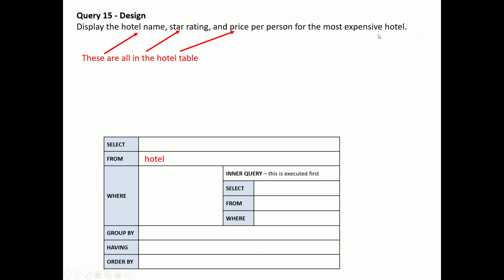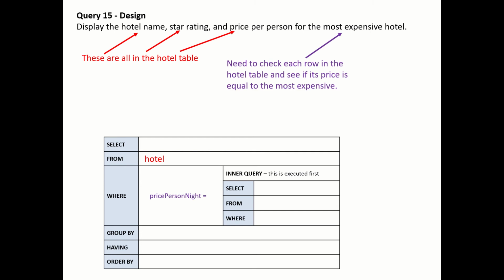How do we find out most expensive? Well, we can use the max aggregate function. We don't want to go and do it by hand. We don't want to just have a look at it and go, oh, that's the most expensive, and just put that directly in. It might change. More records could be added, removed, amended, whatever. So we use the actual function. So we're checking, for each row in the hotel table, to see if price person night is equal to the most expensive thing.